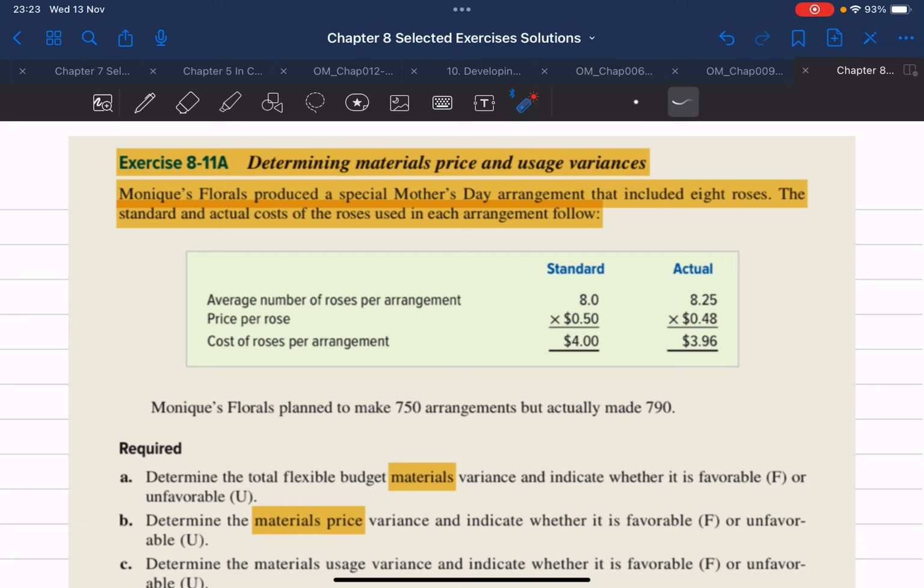The exercise says Monique's Florals produced a special Mother's Day arrangement that included 8 roses. The standard and actual costs of the roses used in each arrangement is as follows, and here we have the average number of roses per arrangement. The standard is 8 and the actual is 8.25. The price per rose, the standard is 50 cents and the actual was 48 cents. And ultimately the cost of roses per arrangement, the standard is $4 and the actual is $3.96.